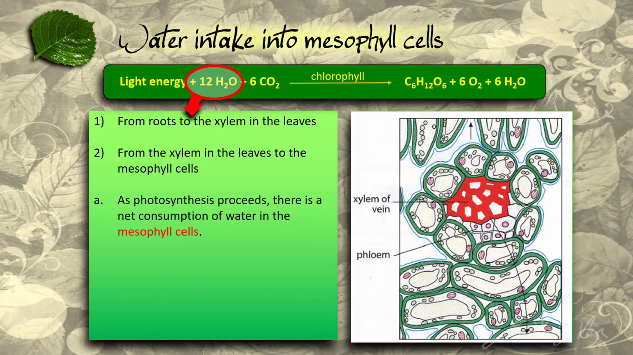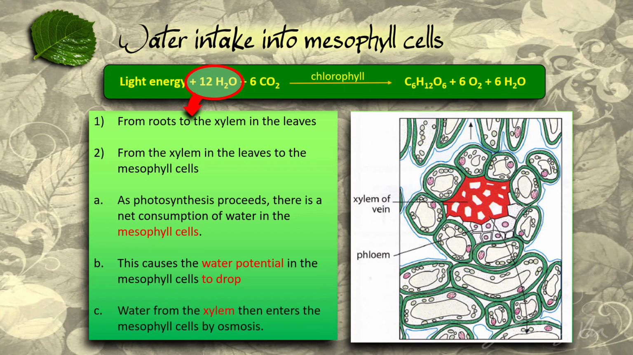So as photosynthesis takes place, it consumes water. 12 water molecules go in and we only get 6 water molecules in return. There's a net loss of 6 water molecules, which is why the water potential in the mesophyll cell will drop as photosynthesis takes place. Water from the xylem will enter the mesophyll cell through osmosis because the water potential of the mesophyll cell has dropped since photosynthesis will consume water. And this will be all for this lesson.